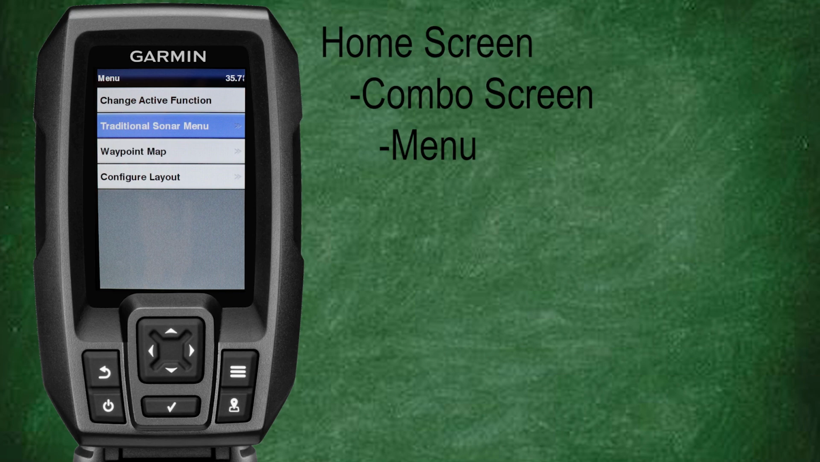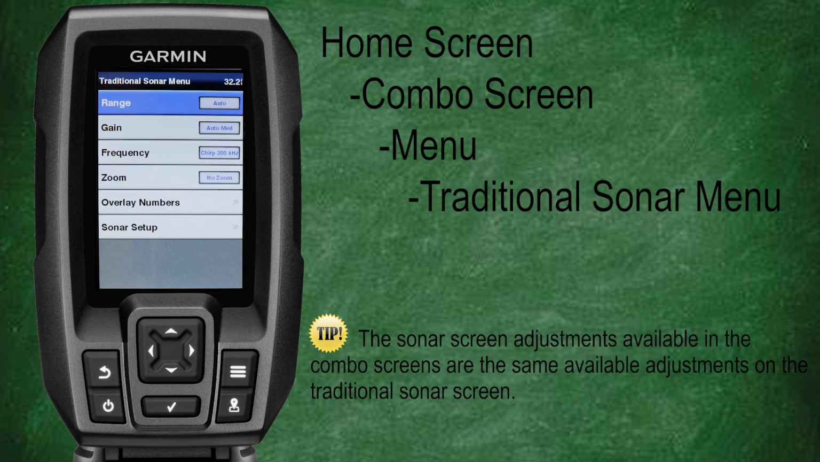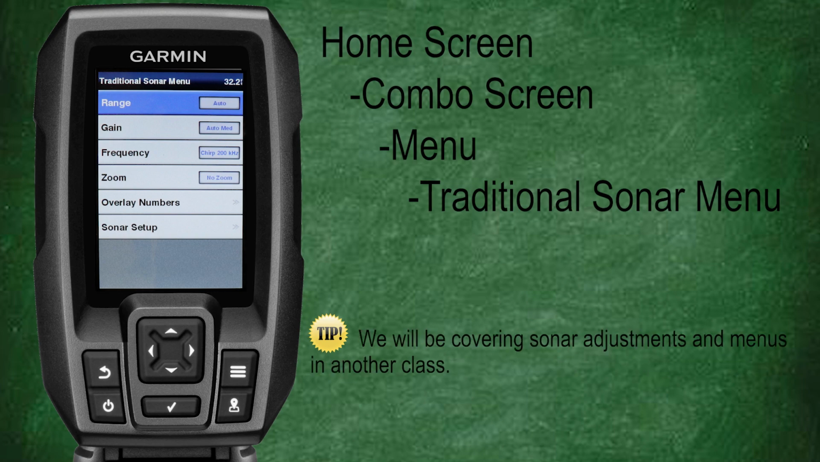Next, we have the traditional sonar menu. That gives you the option to make a wide variety of adjustments to your sonar screen. The adjustments available in the combo screen are the same as what they are in the traditional sonar screen. You'll have the ability to adjust things such as the range, gain, frequency, zoom, overlay numbers, and sonar setup. We're not going to be going into detail with each of these, since we'll be covering each component of the sonar menu in depth in a later class.